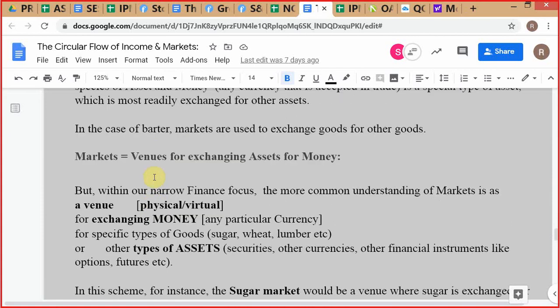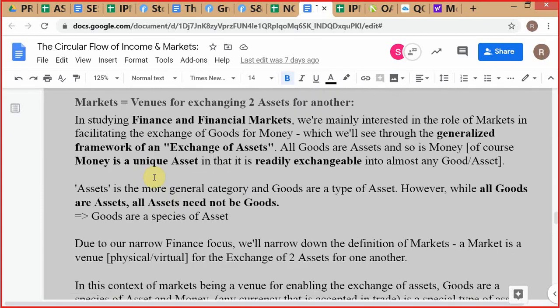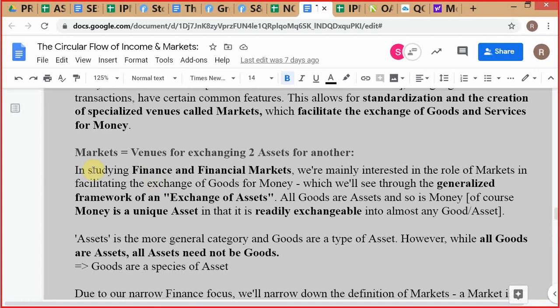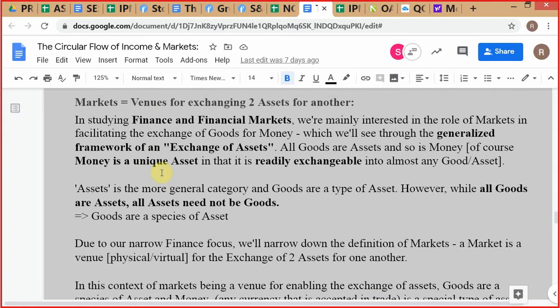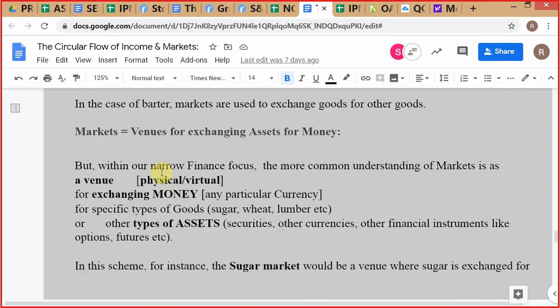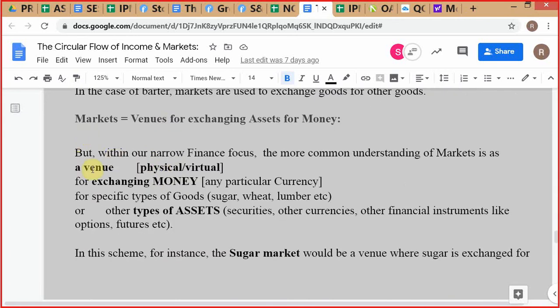Okay. So let's look at the second definition first. The second definition is, a market is a venue for exchanging two assets for one another. It's a very technical definition. So a market is a venue for exchanging two assets for one another, a venue for exchanging assets. And then we further refined this into the third definition, which is the working definition. A market is a venue, physical or virtual, for exchanging money for some type of asset.